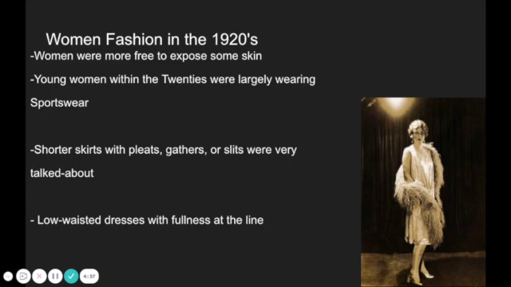Now we have the decade in which women are more free to wear the clothes that they want to. They can start showing skin, they can wear shorter skirts. Shorter skirts were very popular. Young women within the 20s were largely wearing sportswear. Shorter skirts with pleats, gathers were very talked about. Low-waisted dresses with fullness at the hemline were terribly popular to ladies that like to dance. As a result, they actually lifted up their heels once they started dancing.